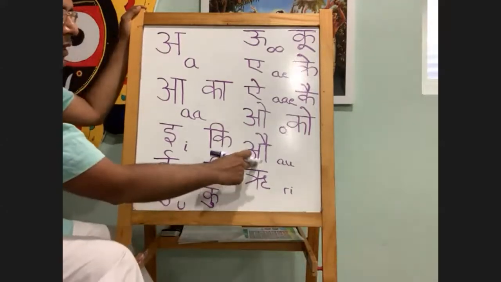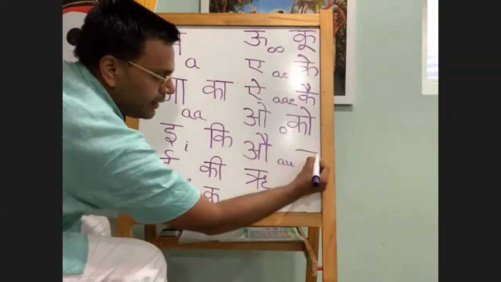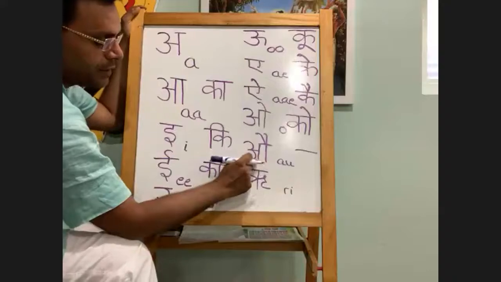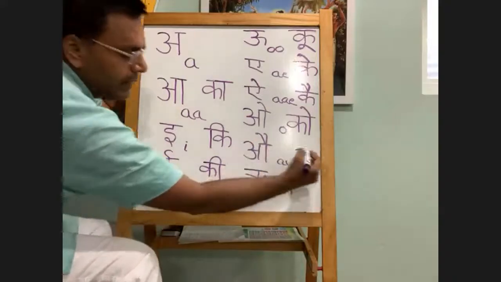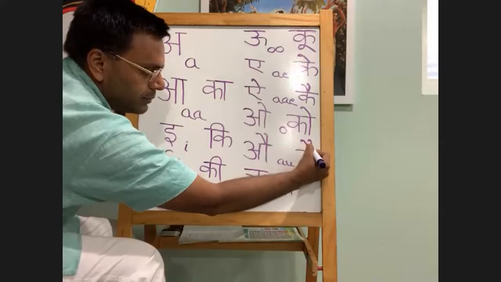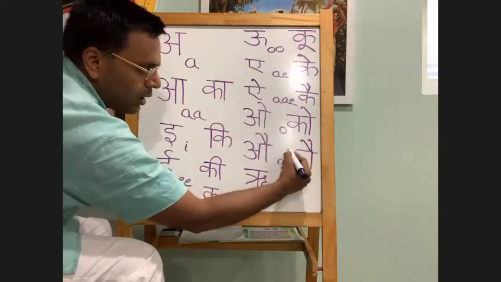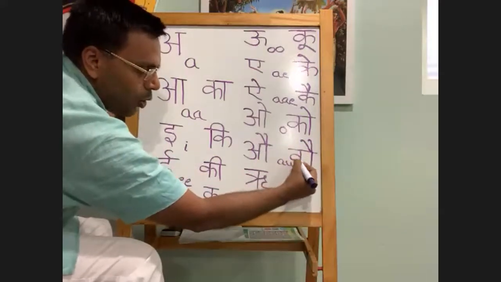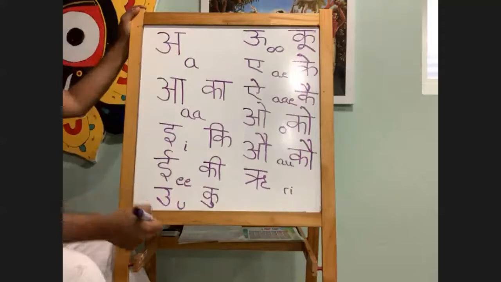Au. Au is represented again by the matra written here after a. So one straight line and then two lines on top. So ka plus au, Kau.